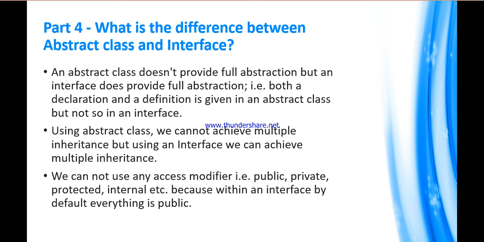The third difference is that in an interface we cannot use any access modifier, such as public, private, protected, internal, etc., because within an interface everything is public by default. When you define methods or properties in an interface, you do not need to define an access modifier, because by default they are public and can be used anywhere in your project or application. Now we will see all these differences with an example.